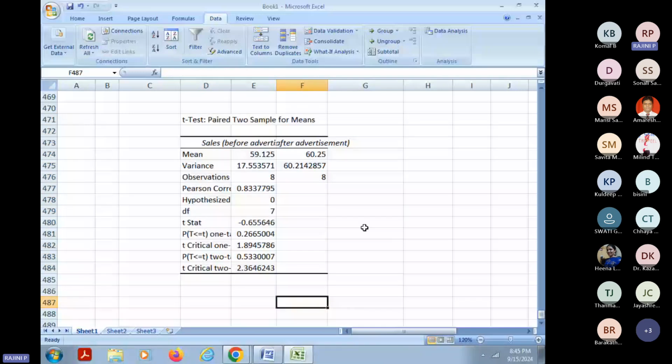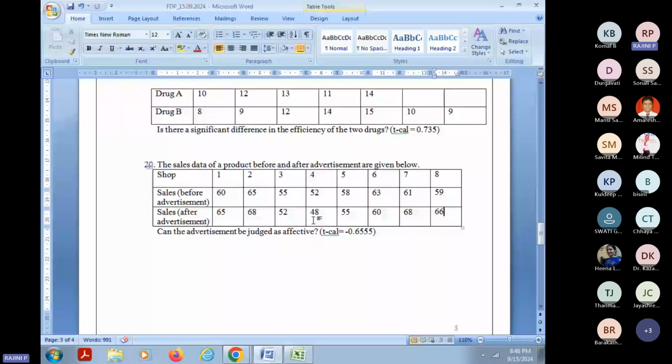The p-value is 0.53, which is more than 0.05. That means accept H naught. Accept H naught means, what do we say? That means we can assume the advertisement is effective.